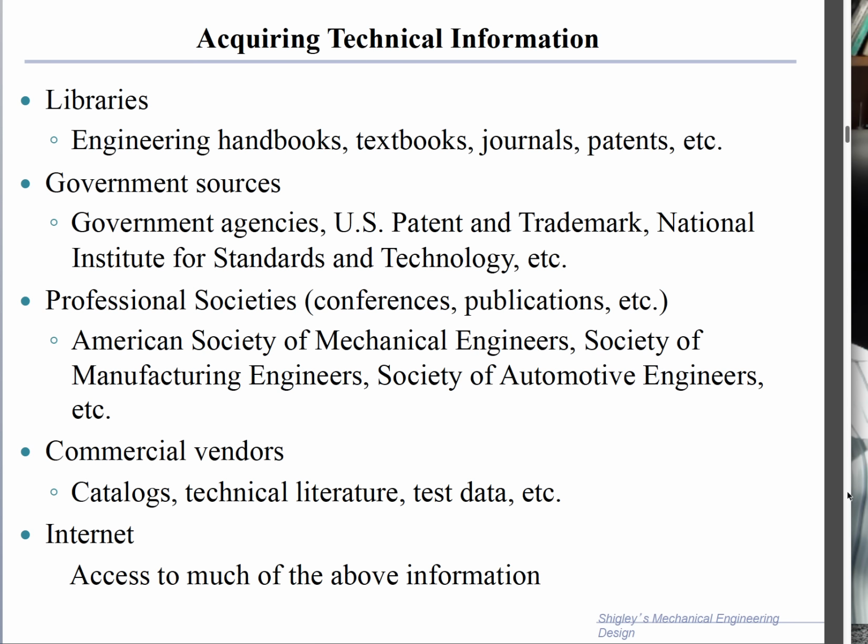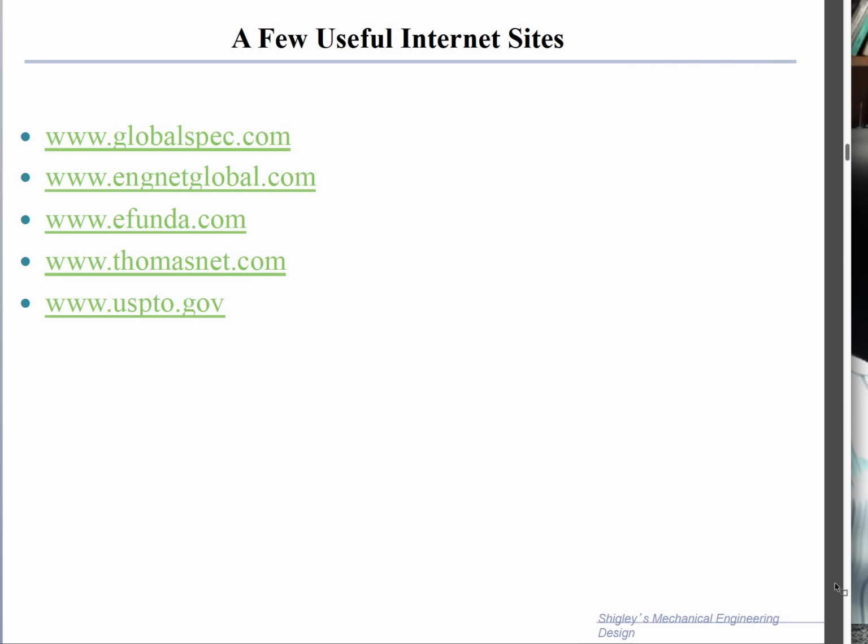As far as the material data is concerned, we have a bunch of libraries, government sources, and other professional societies that can provide us with material data, and also we have quite a bit of information on the internet. So if you look on the internet, there's a website, globalspec.com, and that has specs on gears and shafts and pulleys and flywheels and so forth.